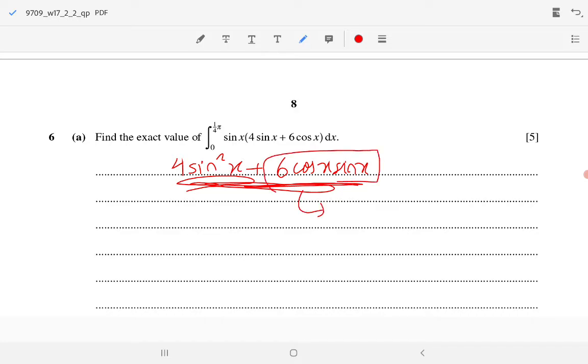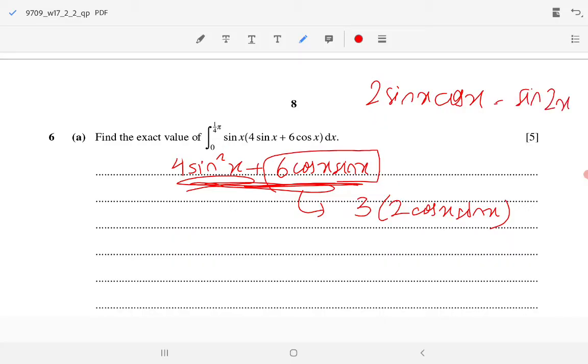We know 6 cos x sin x can be converted to 3 times 2 cos x sin x. And if you check the data booklet, it's mentioned that 2 sin x cos x is equal to sin 2x. So this is equal to 3 sin 2x. So the second term is now simplified to 3 sin 2x, which can be simply integrated. Now comes sine square x.